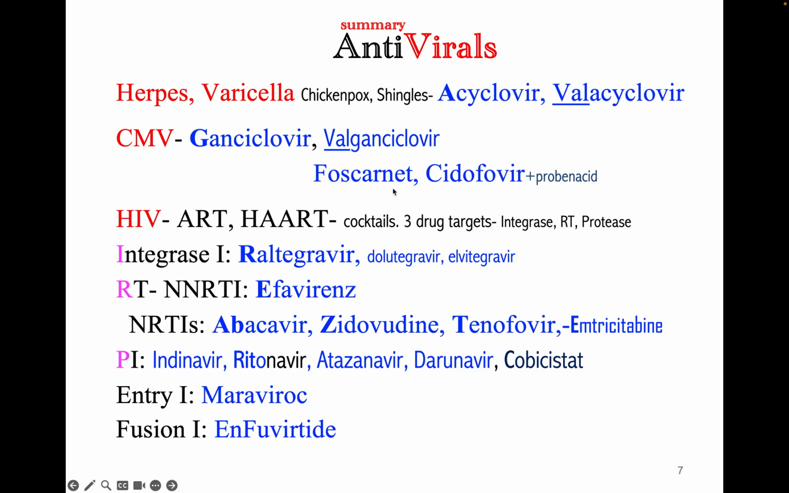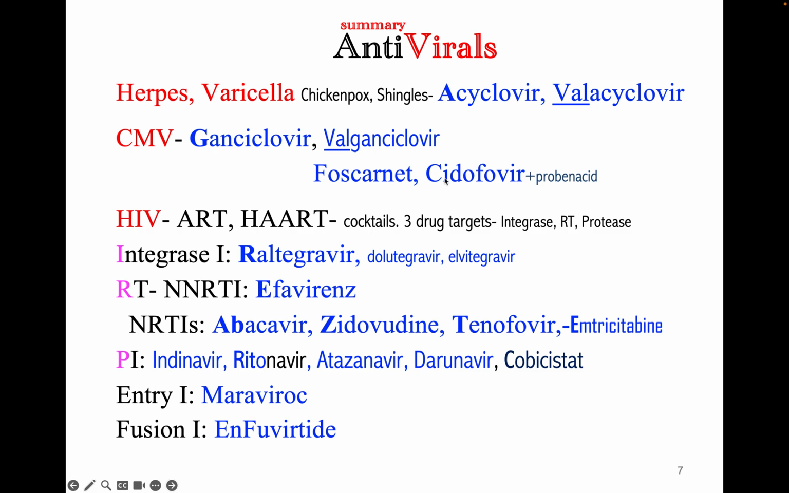Then the next two drugs, Foscarnet and Cidofovir. Let's talk about Foscarnet. This drug is commonly used, either of these drugs, if a patient has CMV retinitis, especially in patients with HIV. You can give Ganciclovir or Valganciclovir, or if you are worried about resistance, you can give Foscarnet or Cidofovir. These two drugs also have the same adverse effects as the first drugs.